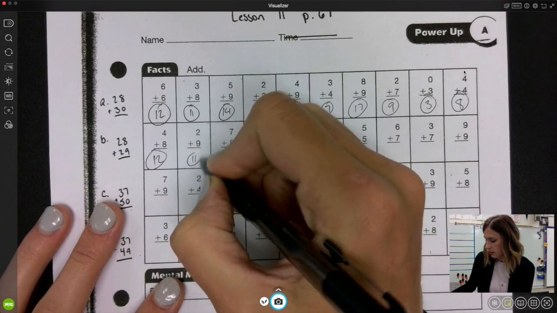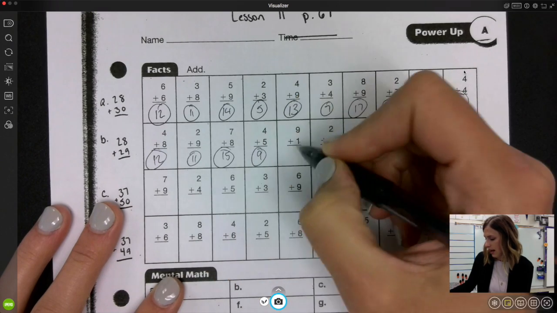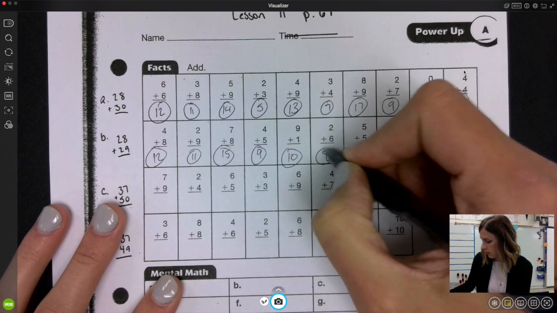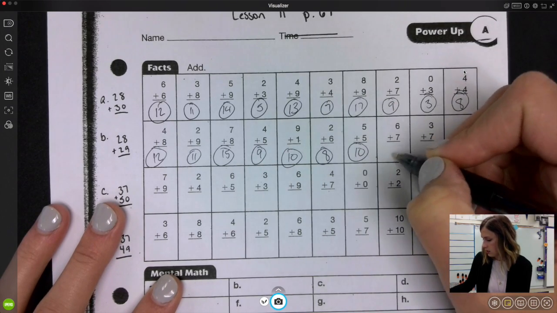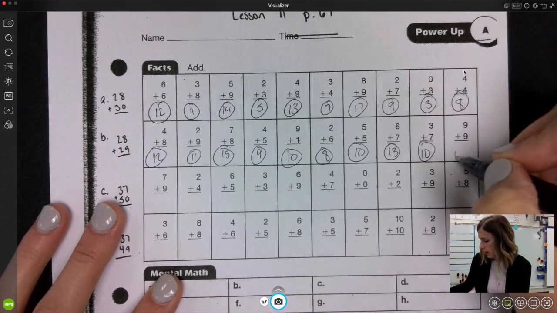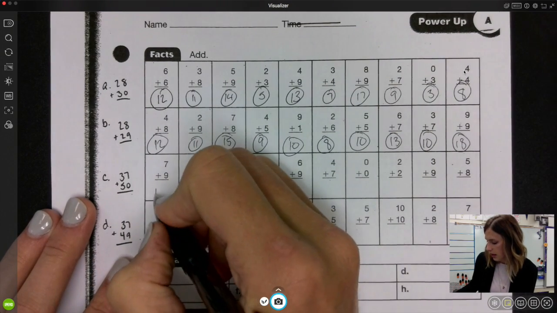2 plus 9 is 11. 7 plus 8 is 15. 4 plus 5 is 9. 9 plus 1 is 10. 2 plus 6 is 8. 5 plus 5 is 10. 6 plus 7 is 13. 3 plus 7 is 10. 9 plus 9 is 18. Next row. 7 plus 9 is 16.